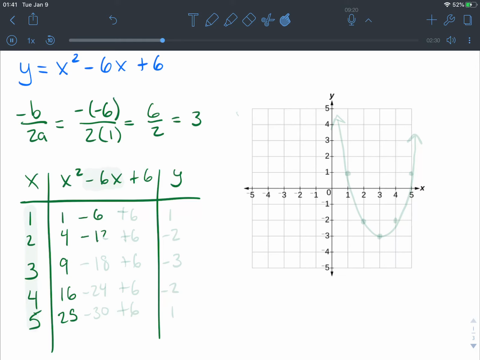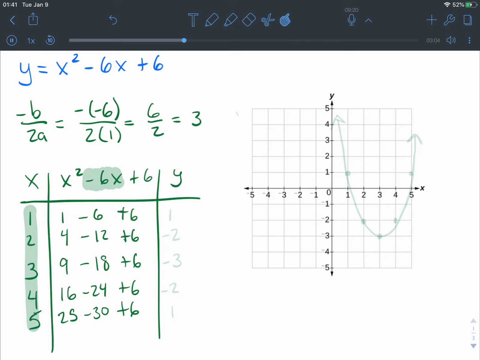Next, 6 times 1, so we have minus 6. 6 times 2 is 12. 6 times 3 is 18. And if you guys are getting a little lost, we're just basically doing negative 6 times whatever x is. So going back, we have negative 6 times 4 is negative 24, and negative 6 times 5 is negative 30. If you notice, we're actually decreasing by 6 each time, and then we have plus 6 for all of them.